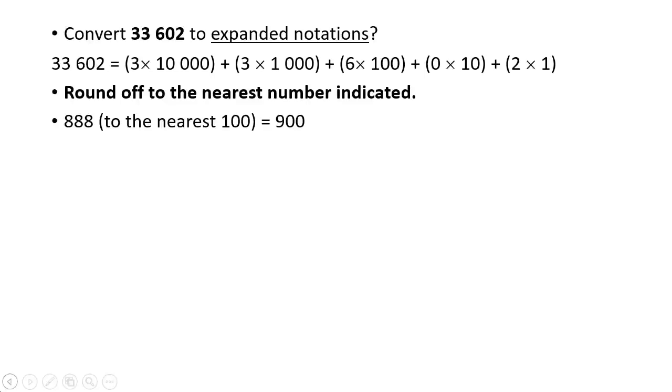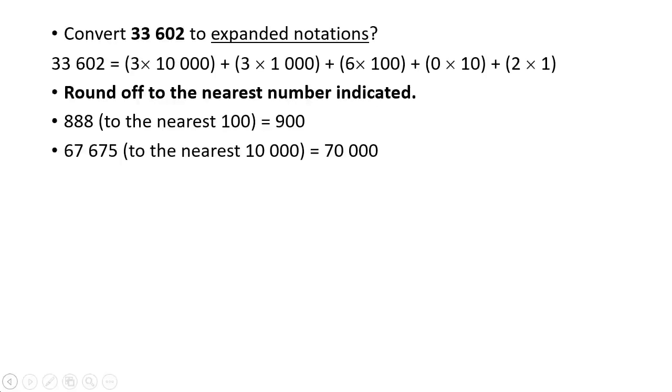888 to the nearest 100 will become 900, because that is the nearest 100. If this number was, for example, 842, then the nearest 100 could be 800, not 900. So you look at the number that is closer, whether it's closer towards 900 or towards 800, and that is the value that you give.